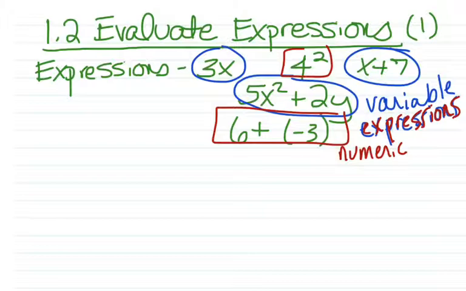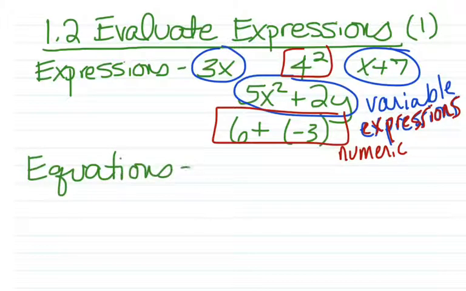Some of them we could simplify. The ones I gave you here, they're already simplified. We couldn't do anything more to them. The only thing we could do is if we decided a value we wanted to use for x or y, then we could plug them in and then do the math.